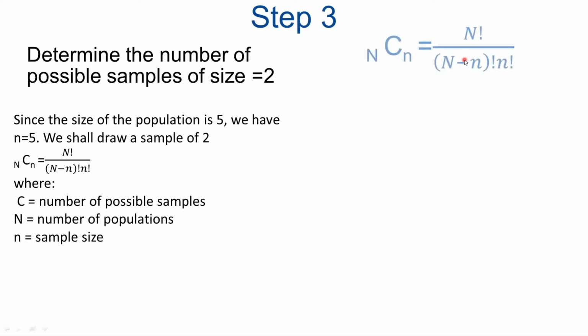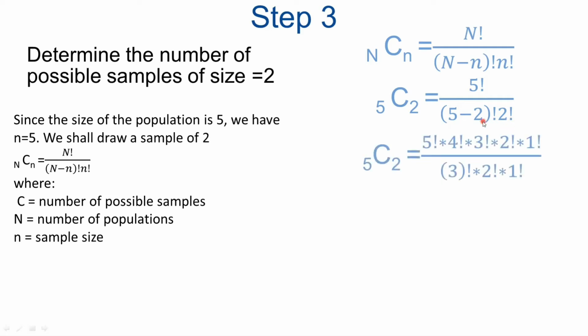So we have here the formula, and then we are going to substitute the values to the capital N and small n. So let's see again, combination of 5 taken 2 is equal to 5 factorial over 5 minus 2 factorial times 2 factorial. So we are going to expand it. So 5 factorial is 5 times 4 times 3 times 2 times 1 over 3 factorial siya dahil 5 minus 2 is equal to 3 factorial, times 2 times 1. So we are going to eliminate. So pwede na tayo mag-eliminate dahil same lang din naman ito.